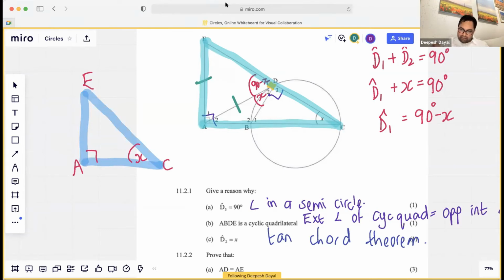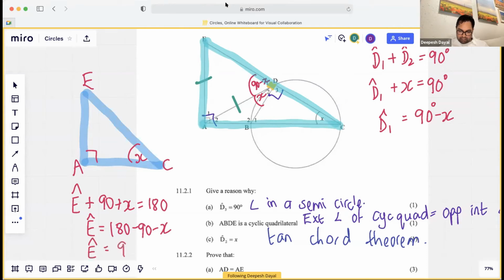We say that E plus 90 plus X, what will it equal? Anybody? When we add them together, what will it equal? 180. Because it is a right angle triangle. So E equals 180 minus 90 minus X. So angle E equals 90 minus X.